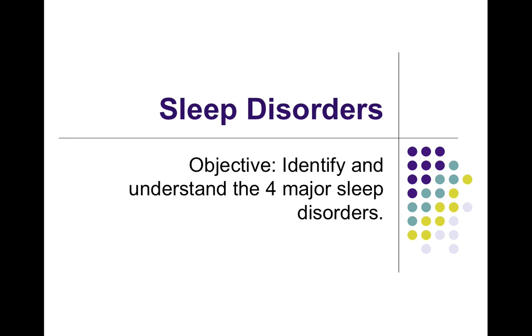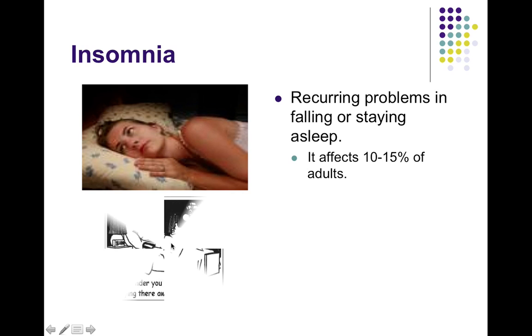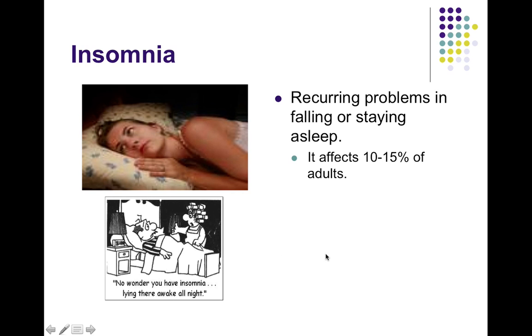All right. So this PowerPoint is taking a look at identifying and understanding the 4 major sleep disorders. First one being insomnia. Insomnia is defined as recurring problems in falling or staying asleep. This is a very common sleep disorder that affects about 10 to 15% of adults. I think a lot of us have experienced problems related to the inability to fall asleep, or once we've fallen asleep, when we wake up, the ability to fall back asleep again.